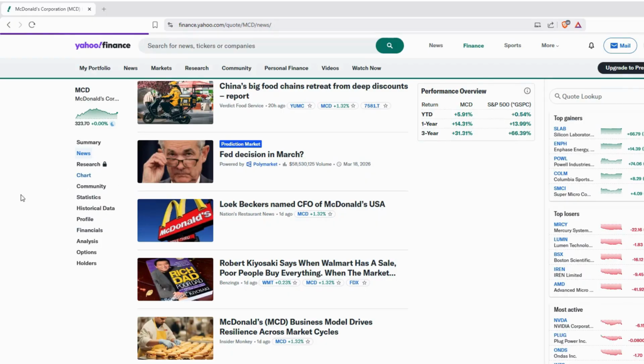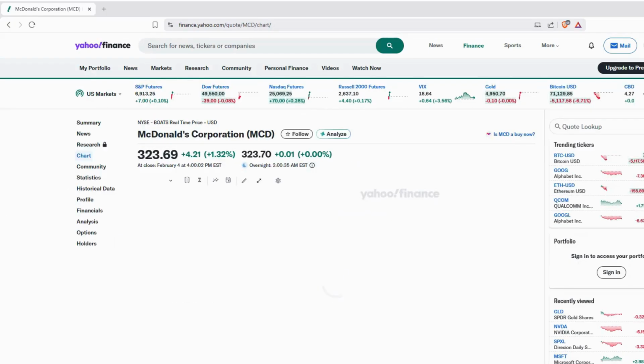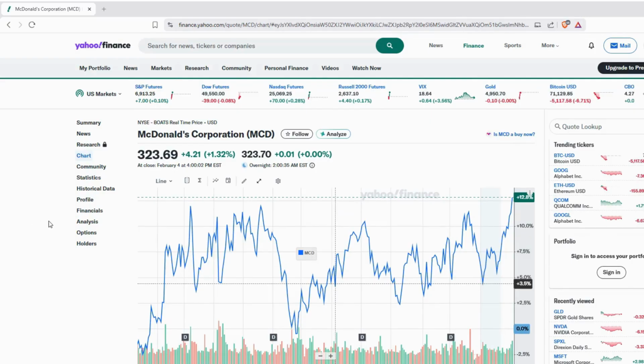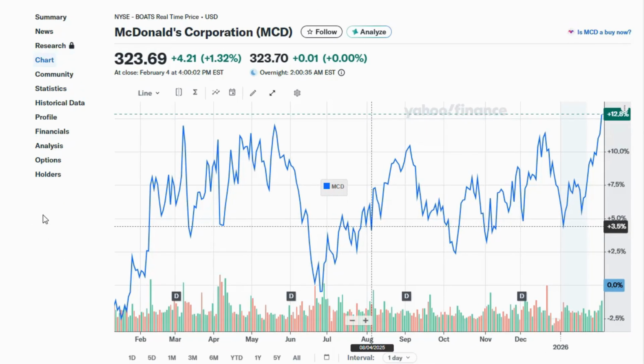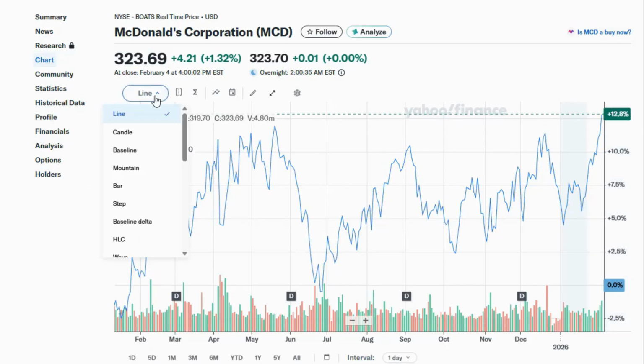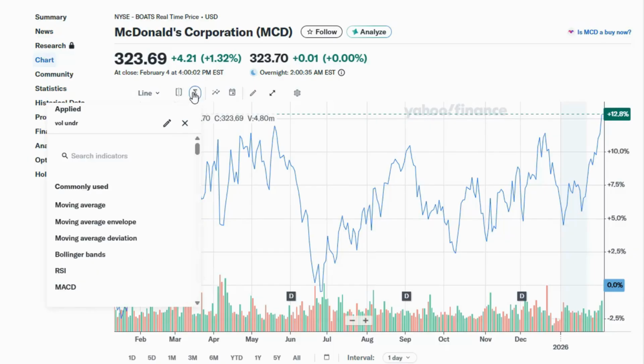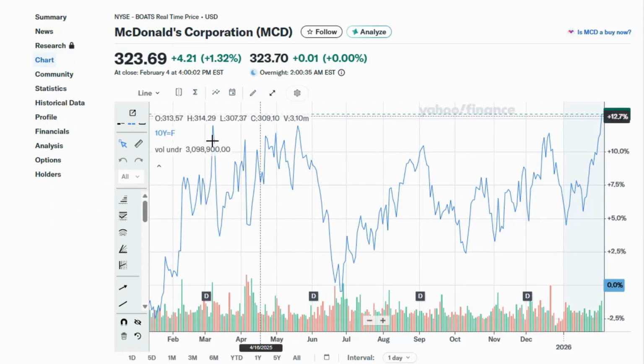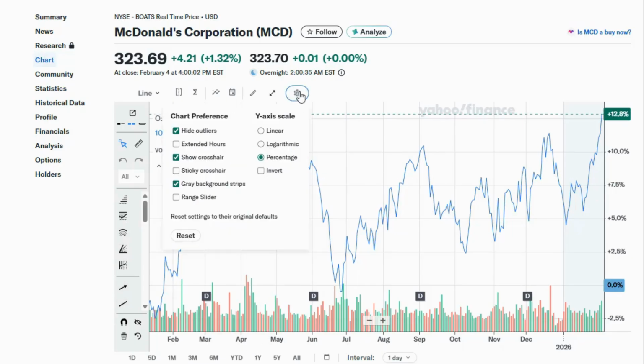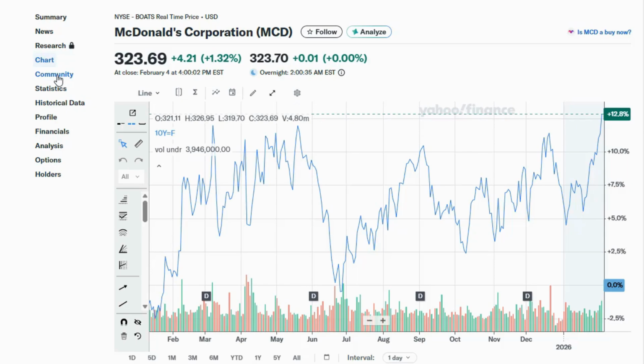For advanced charting, you can click the Chart tab to access a powerful charting interface. This gives you access to different chart types, comparisons, and technical indicators such as moving averages, RSI, MACD, Bollinger Bands, and many more. You can also draw lines on the chart the way you want. The small gear icon lets you edit chart preferences and adjust the axis scale.